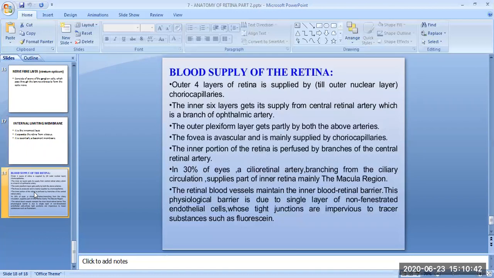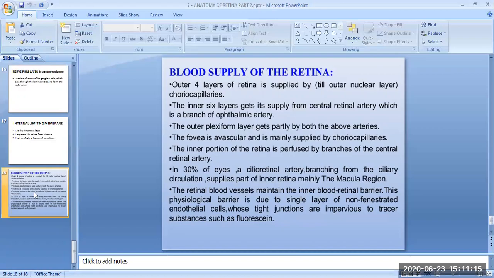The next slide is the blood supply of the retina. The outer four layers of the retina are supplied by the choriocapillaris, and the inner six layers get their supply from the central retinal artery, which is a branch of the ophthalmic artery. The outer plexiform layer gets supply partly from both of the above arteries. The fovea is avascular and is mainly supplied by the choriocapillaris. The inner portion of the retina is perfused by branches of the central retinal artery.